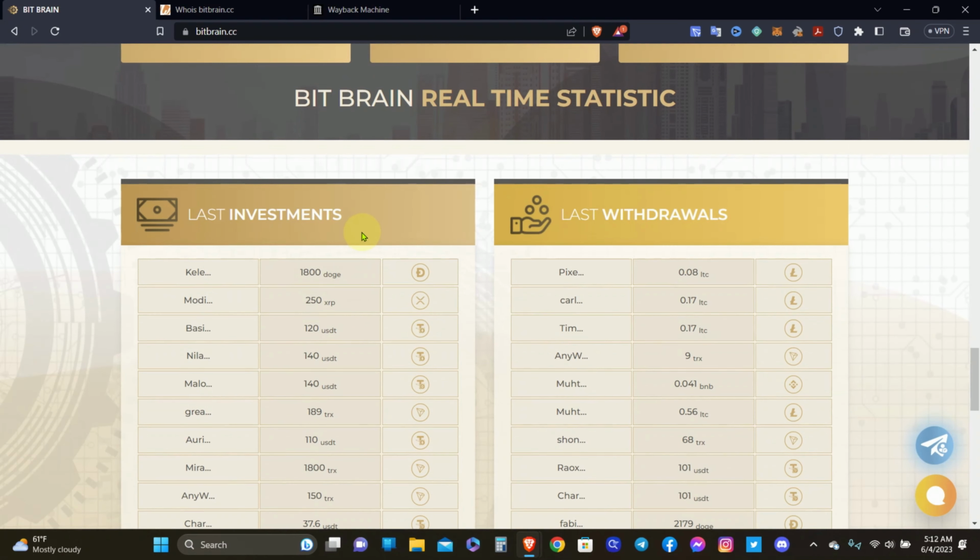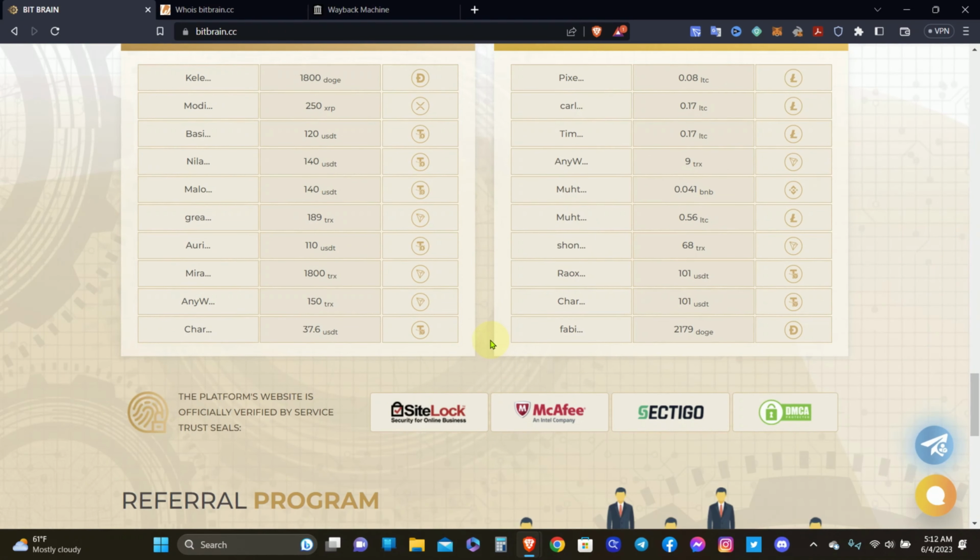You can see down here they have the last investments and the last withdrawals, enticing people to try to get into this thing, which I don't recommend for you to do at all. If you want to play things safely and be able to have access to your capital when it's all said and done.